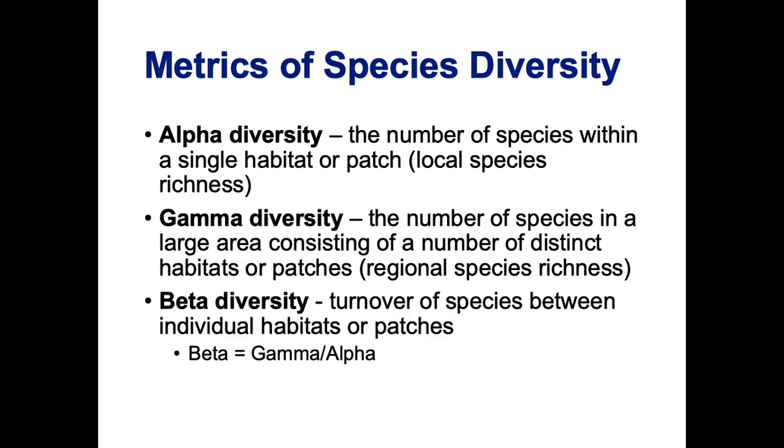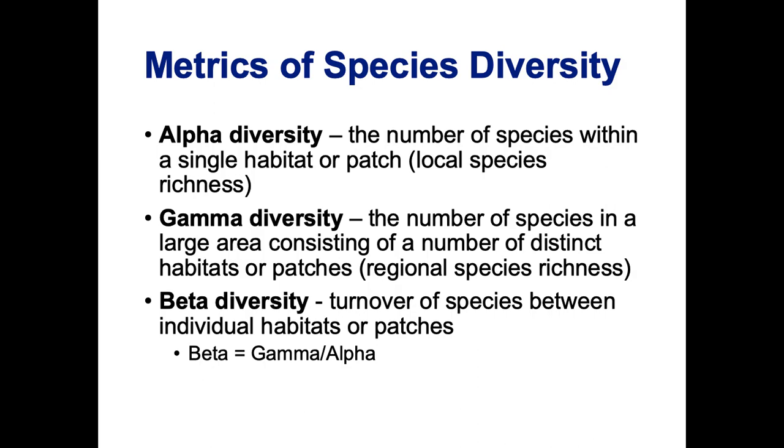And then beta diversity looks at the turnover of species between individual habitats or patches. And this is actually a little bit confusing. So it's gamma diversity divided by alpha diversity, but we can think of it as the turnover of species among these different ponds.